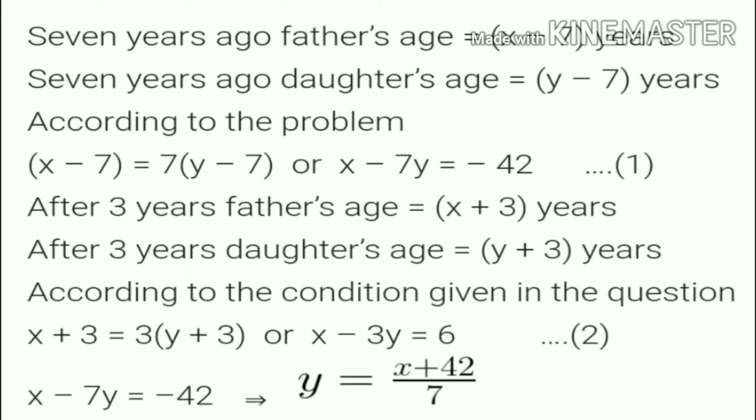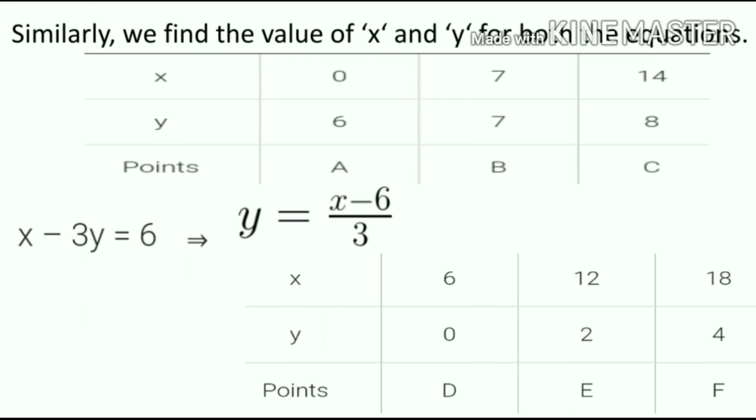Now according to the problem, the father was 7 times the daughter's age. That's why x minus 7 is equal to 7 multiplied by (y minus 7). So when we solve this, we get x minus 7y is equal to minus 42. For the second condition, after 3 years, so x plus 3 and y plus 3, and it was 3 times. So that's why the equation we are getting here is x minus 3y is equal to 6. Two equations we have got. Now again the same procedure which we have done in the first example we will repeat here.